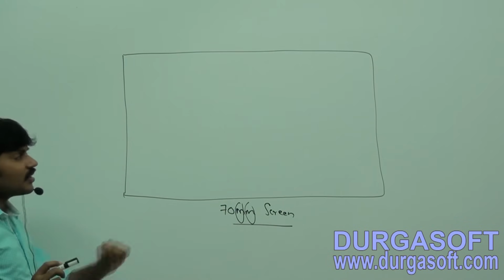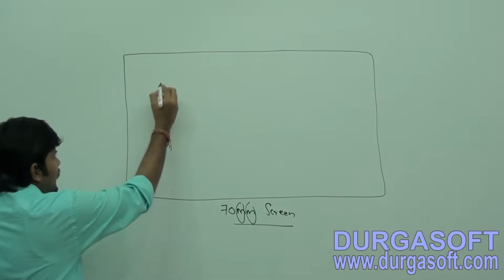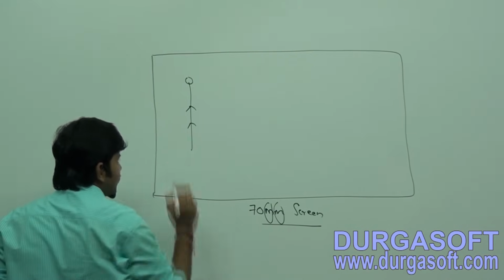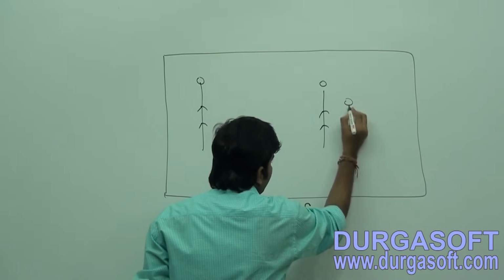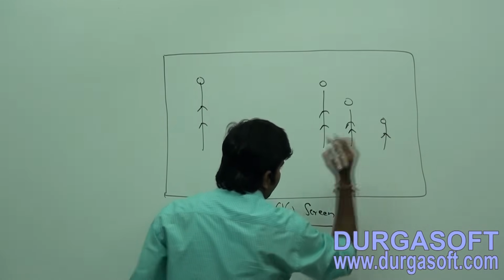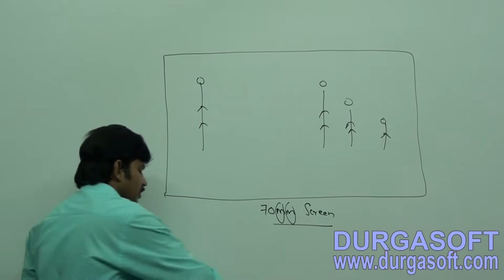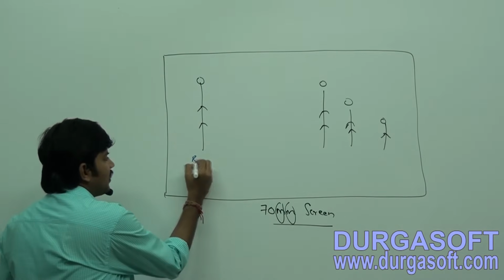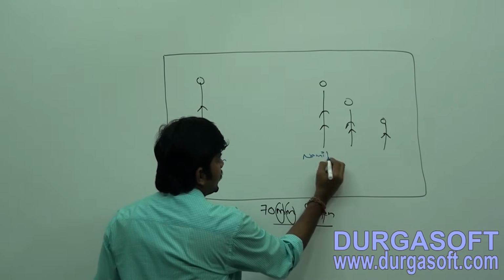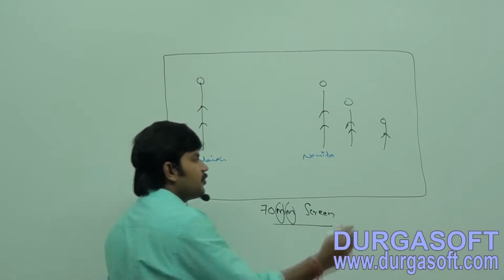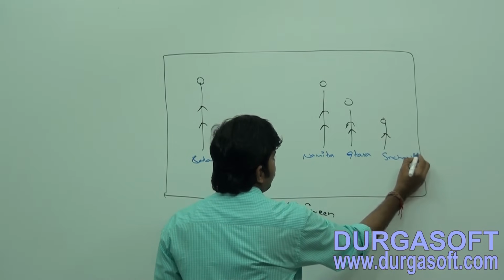Okay, now observe. Here it is a 70 mm screen. Assume here one person is there. Just observe on the screen. Next, one more person is here. Another person is here. Another person is here. Who are all these people? Assume this person is Balaya, this person is Namita, this person is Nayantara, this person is Sneha Vallal.